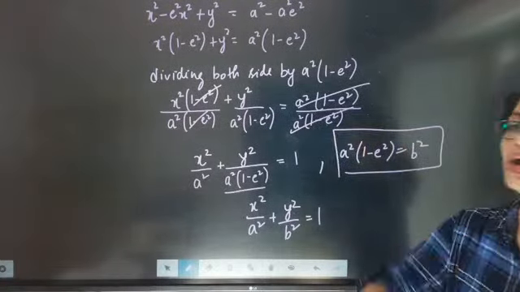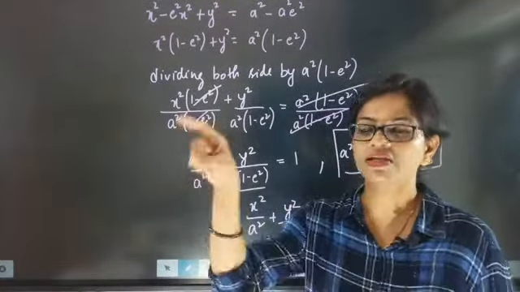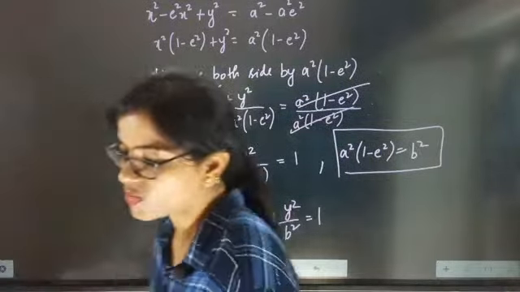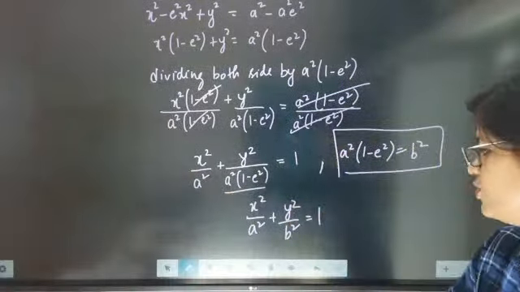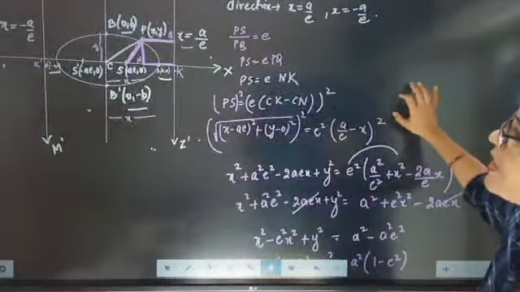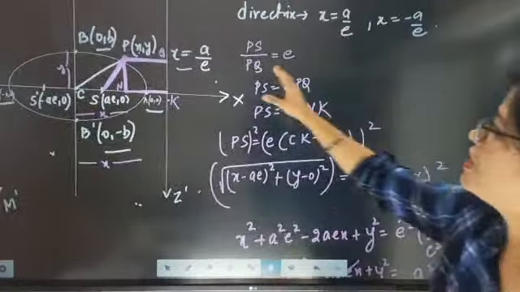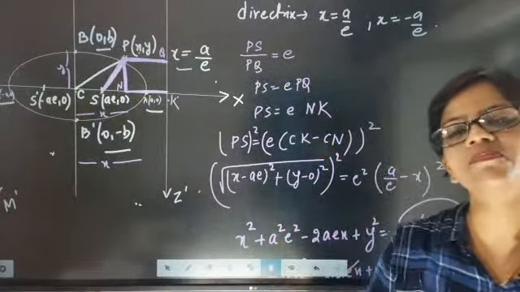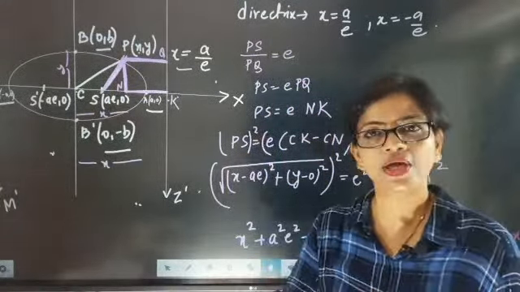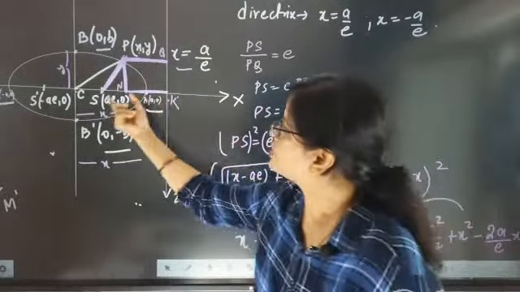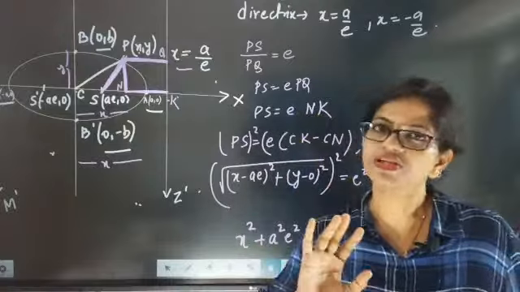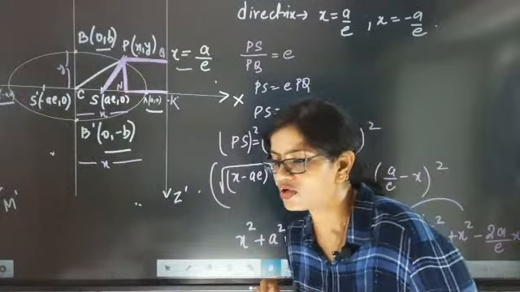Only one thing is there. You took a square (1 minus e square) as b square, and this is a very important point to be noted. So here I hope you might have understood this part better. I went by the general concept that PS by PM equals a constant, and that constant is eccentricity. Then I just substituted the distances, squaring both sides. Every time, we square both sides.